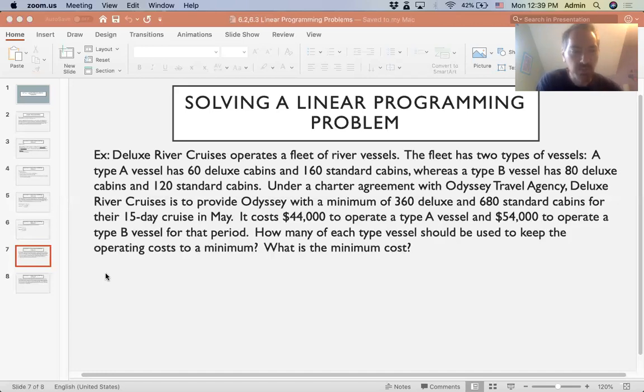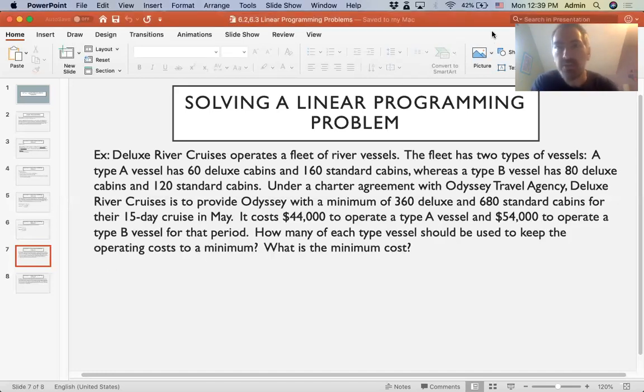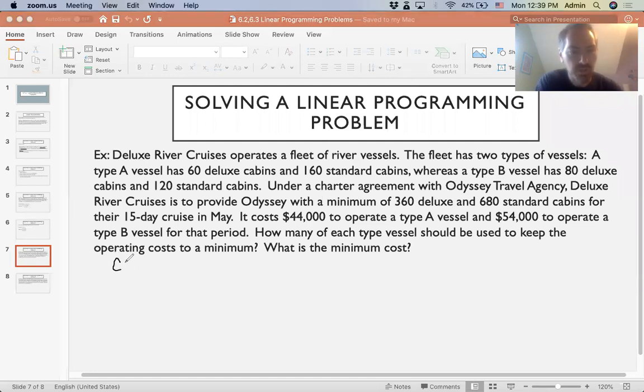All right, so the first thing that we do is we find the objective function. The objective function in this case is the cost function. All right, so how much is this going to cost? Well, it costs $44,000 for a type A vessel. We'll call type A vessel X, and it costs $54,000 for a type B vessel. We'll call the type B vessel Y.